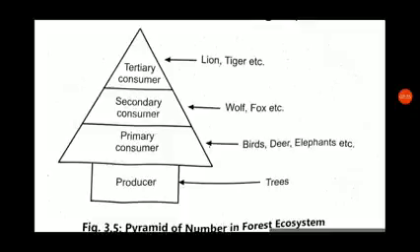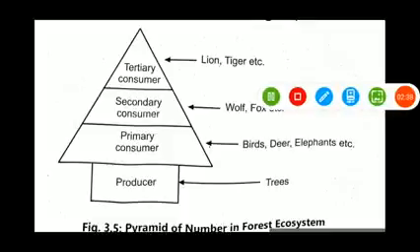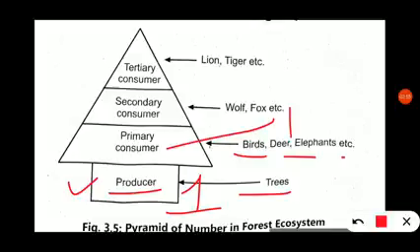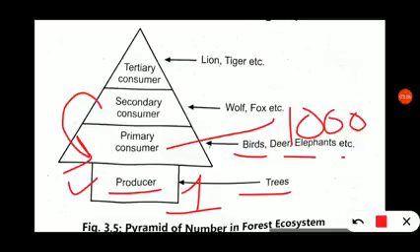We can see here, this is the producer, the tree, having number 1. One tree. Then it provides nutrition or feeding to the many primary consumers, that is birds, deer, elephant, and we consider their number as 1000, thousands. Then the secondary consumers, which feed on the primary consumers, are fewer in number, that is wolf, fox, which we consider as 500.